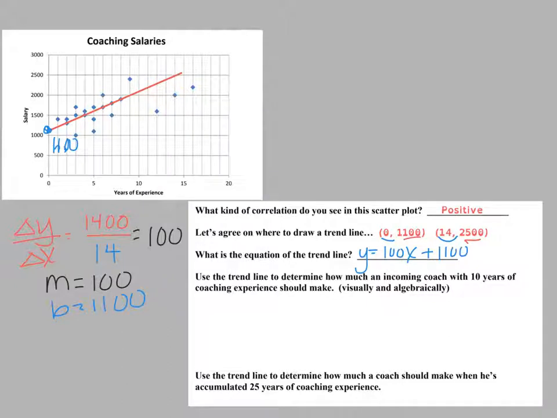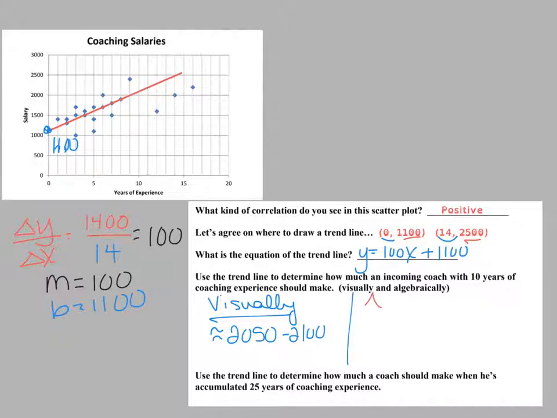All right, we are going to use the trend line to help us make some predictions. So how much will an incoming coach with 10 years of experience make? We want to do this two ways. We want to do it visually and algebraically and make sure that they seem to be similar. So when we do this visually, we simply inspect. If we've got 10 years of experience, that's down here at 10, and we go up. About how much money should they be making? That looks like somewhere in the $2,050 or $2,100 range. So I think it's going to be about $2,050 to $2,100 when I look at it visually.